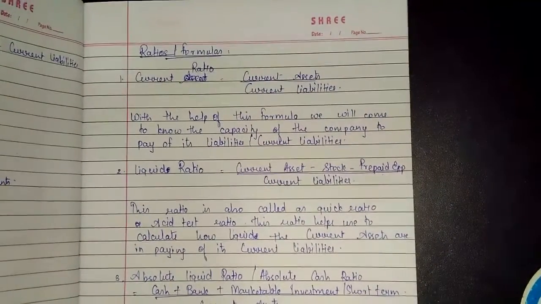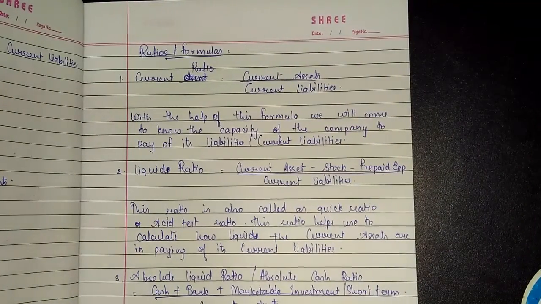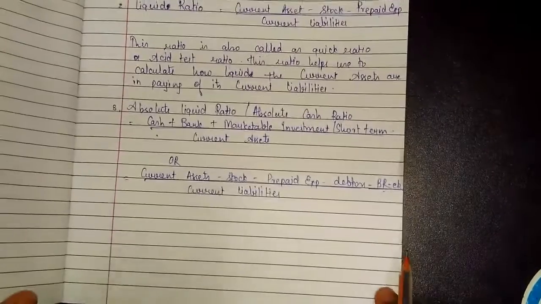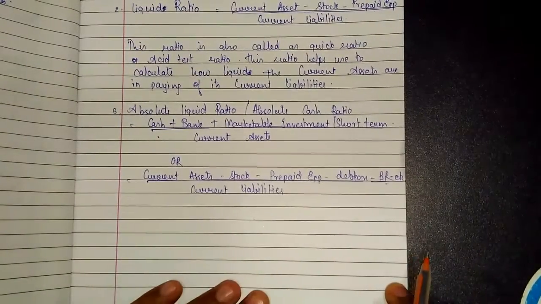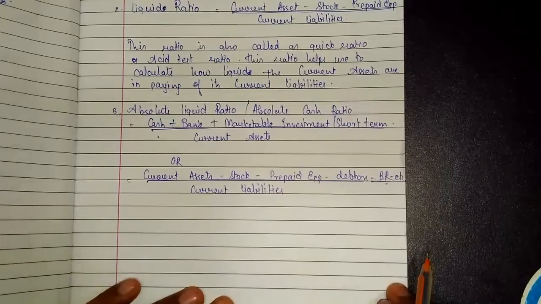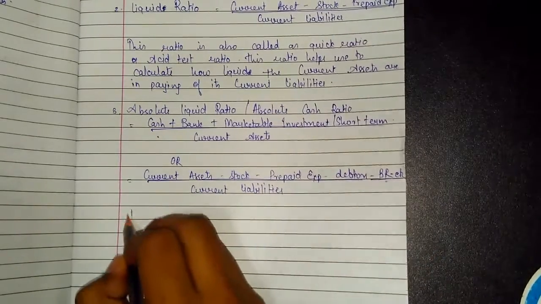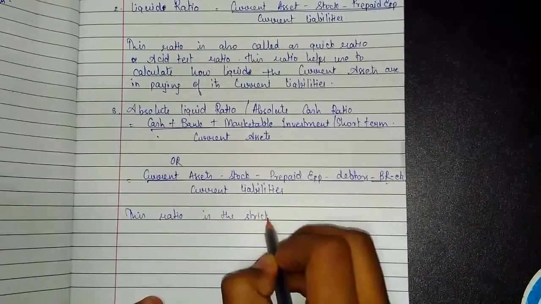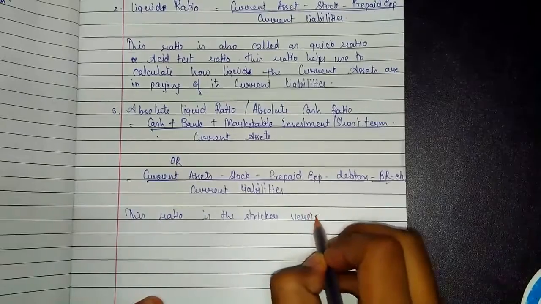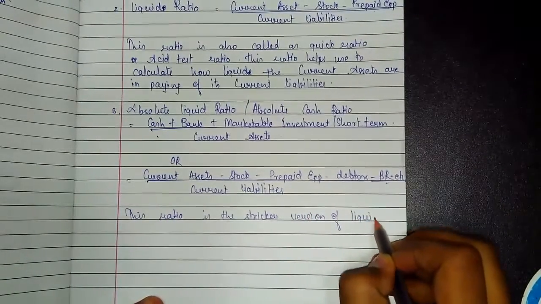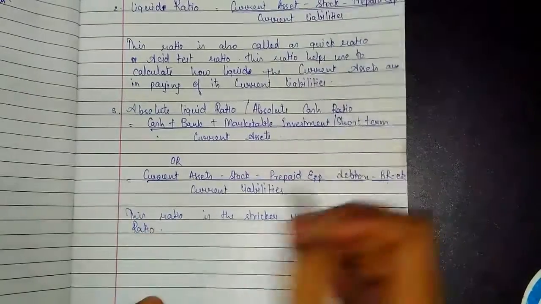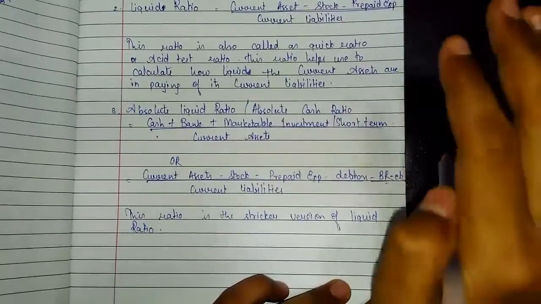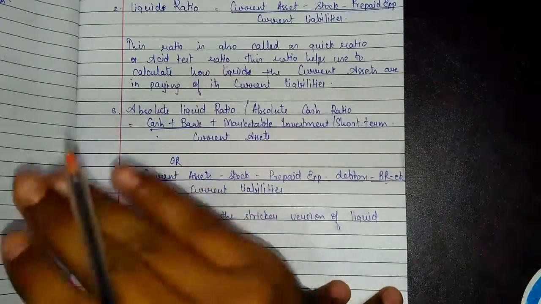So firstly, please pause the video and copy this much. I hope you all have copied this much. And write this explanation: this ratio is the stricter version of the liquid ratio. It does one and the same thing. It helps us to know how liquid the current assets are to pay off its current liabilities. I hope this is quite clear.